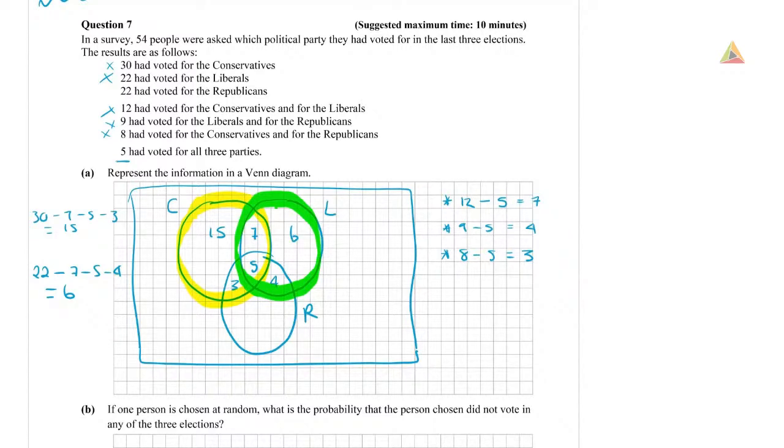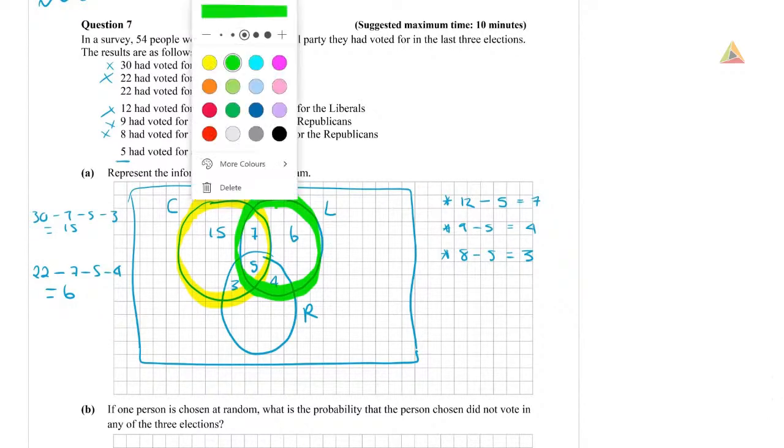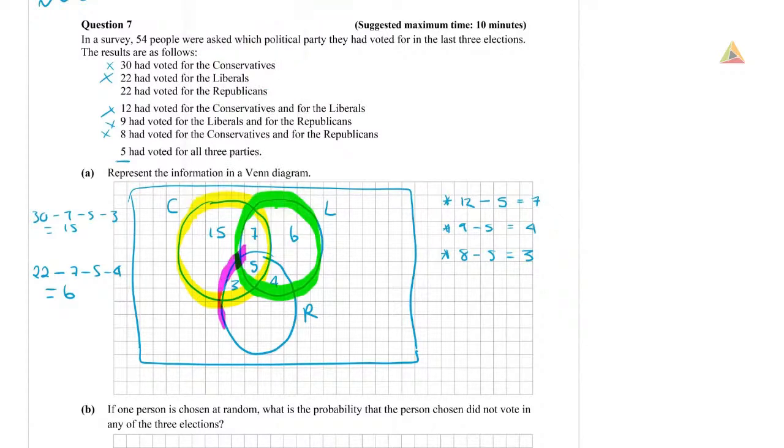And then finally, our last circle that's left is the Republicans. So it's this circle here I'm looking for. And this time we are told that 22 had voted for the Republicans. So it's going to be, so 22 again. So 22, take away everything that's in the purple circle there. So 22, take away 5, take away 3, take away 4. And when you put that into the calculator, you will get 10. So we put 10 here.